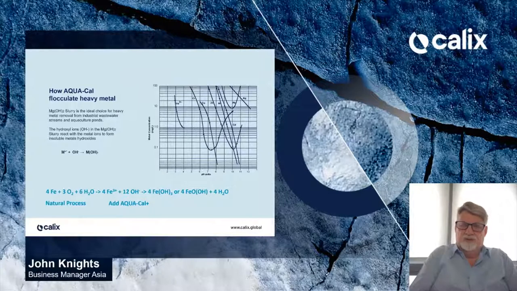On the right, I've just shown the precipitation curves of various metals. As you can see, iron is quite low. We progress through to things like lead, which is quite high.